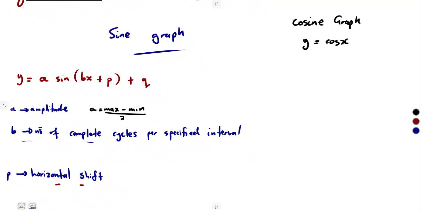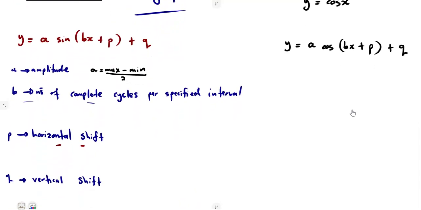Meaning to say, we can have this graph of a cos written as y, when we now have the effect from the cos of x, as y equals a cos of bx plus p plus q. Just like before, the amplitude concept, the b affecting the number of cycles, the p affecting our horizontal shift, and q the vertical shift.